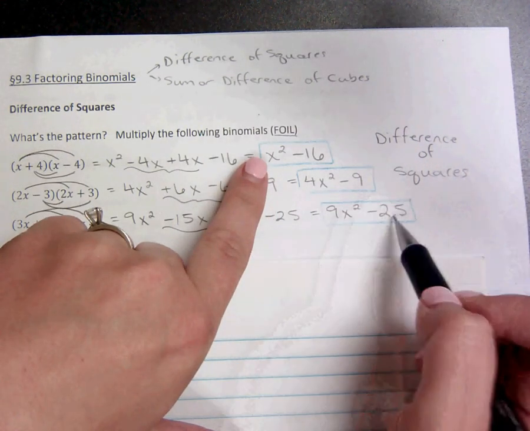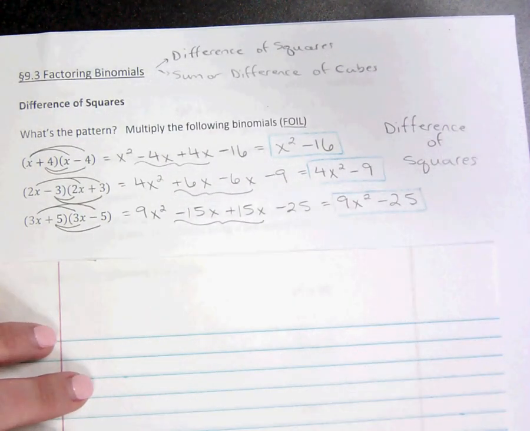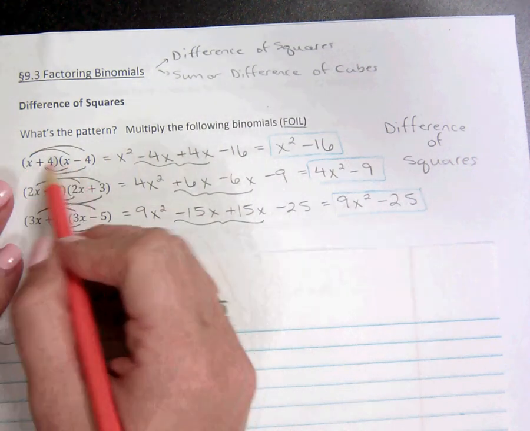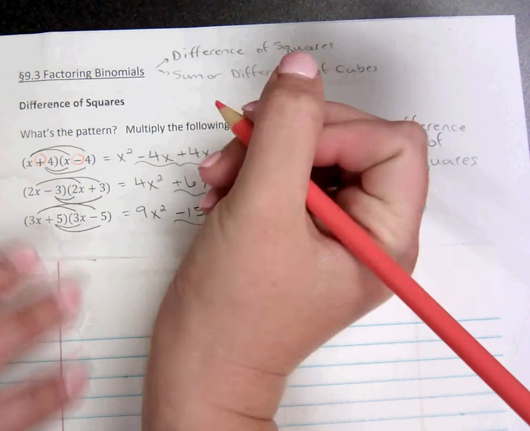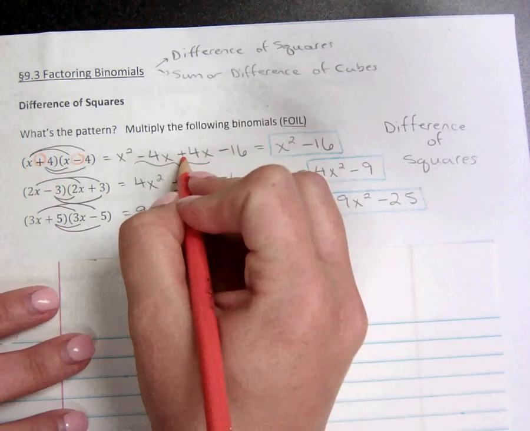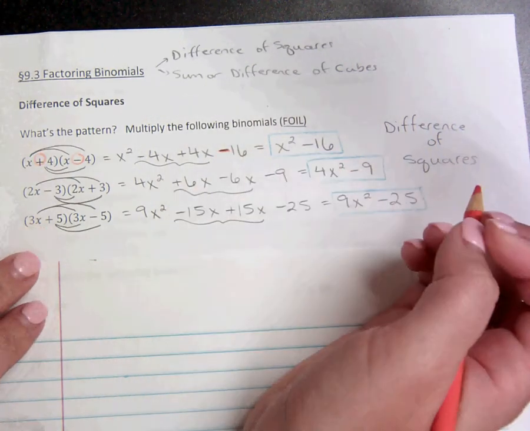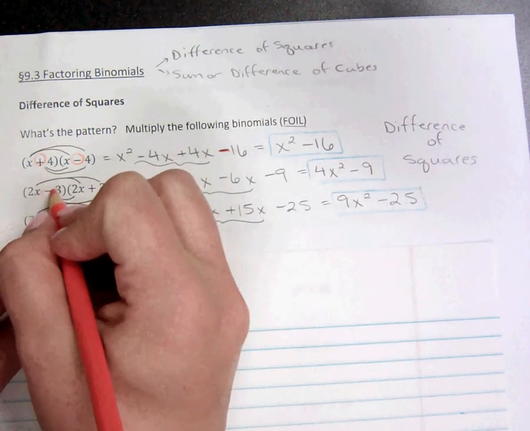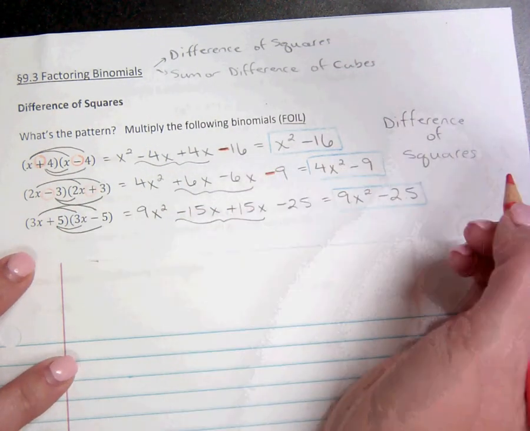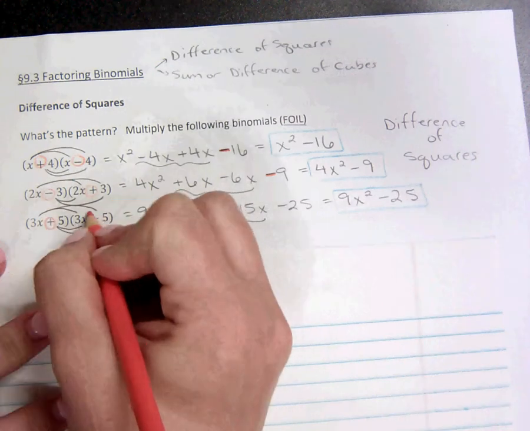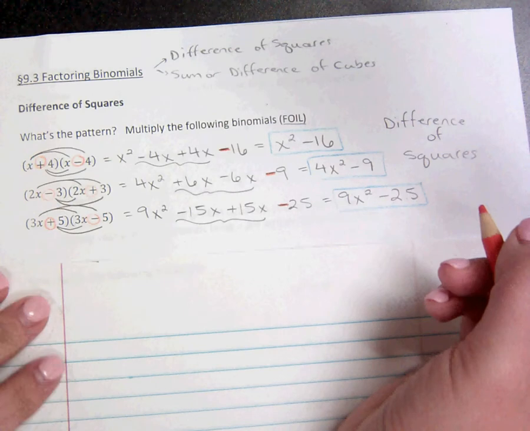16, 4, 9, 25, 1, those are all perfect squares. So let's look back at our binomials. You basically have the same binomial twice, but one is plus and one is minus. What that does is zero out the middle two terms. It also always makes that last term negative. So if you have a minus and a plus, it zeroes out the middle, and it makes that last term negative. Last time, positive, negative, zeroes out the middle, makes the last term negative.